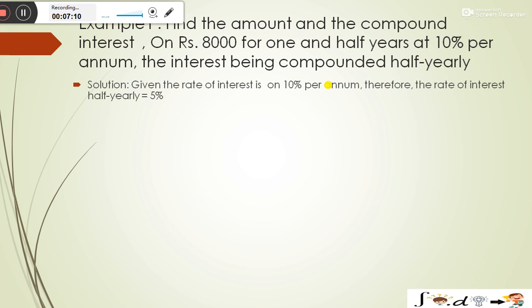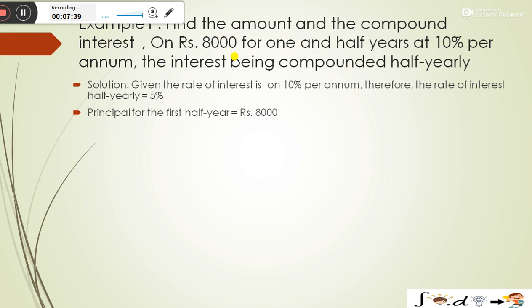किस अमाउंट पर? 8,000 पर, यानी कि प्रिंसिपल जो है हमारे पास वो 8,000 है और टाइम पीरियड कितना है? 1.5 ईयर, और रेट ऑफ इंटरेस्ट दैट इज 10% पर एनम, और इंटरेस्ट बीइंग कंपाउंडेड हाफ ईयरली के लिए हर हाफ ईयर्स के बाद, यानी कि हर 6 मंथ्स के बाद हमें जो है इंटरेस्ट कैलकुलेट करना है.